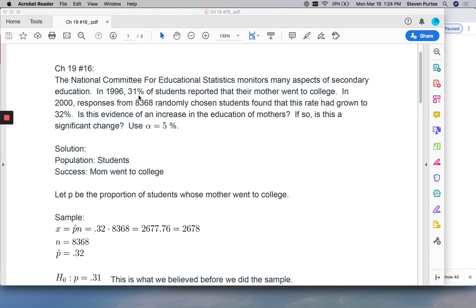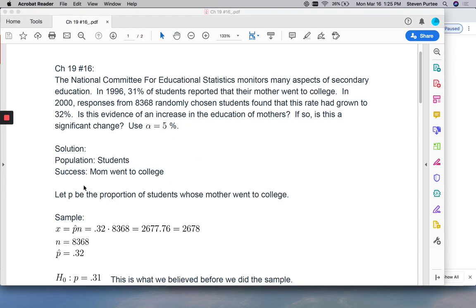In 96, 31% of students said their mom went to college. We're going to do a sample, and that sample suggests the rate has gone up to 32. We want to know, is this strong evidence that the rate is actually going up, or is that sample just a fluke? Remember, samples vary. Then if we decide the rate has increased, we're going to decide, is it a significant increase? And again, we use an alpha level of 5%.